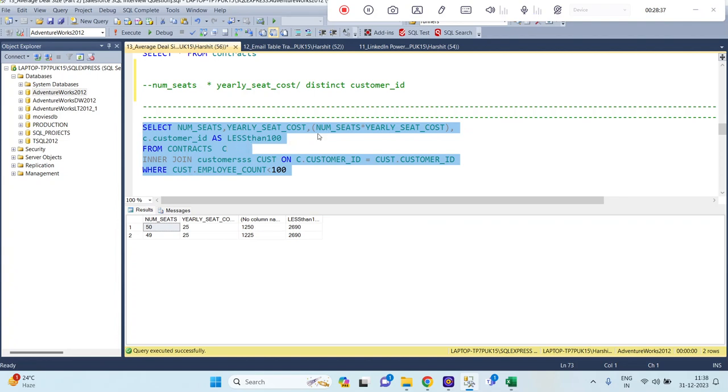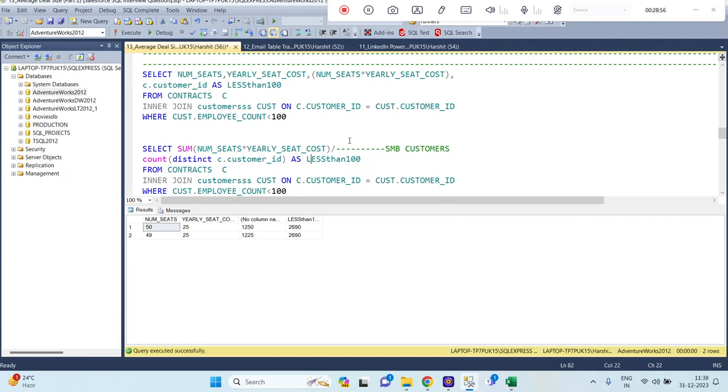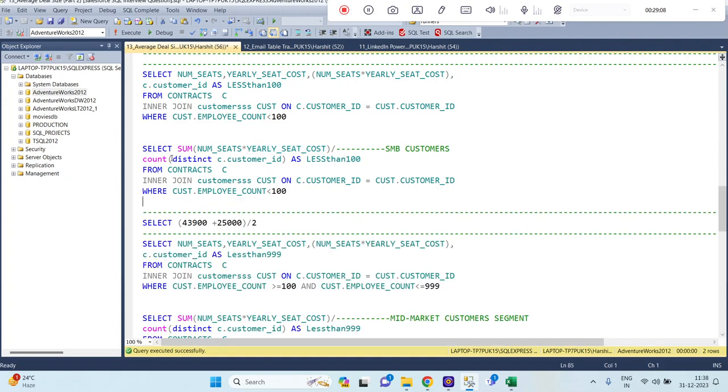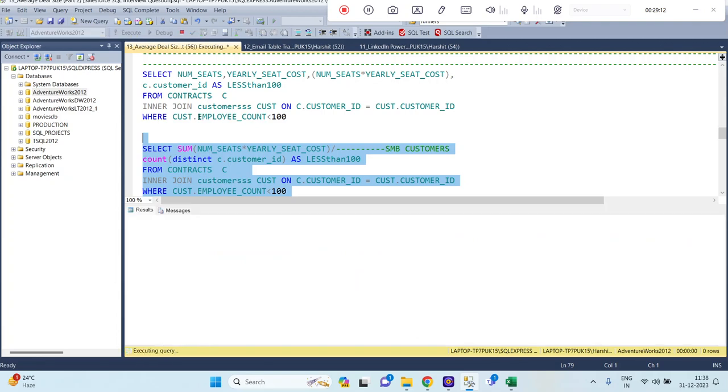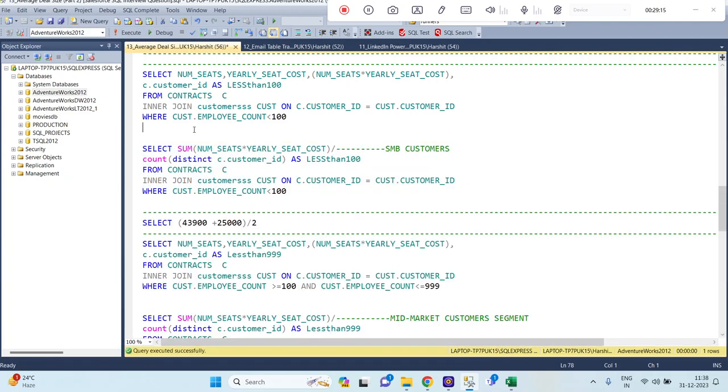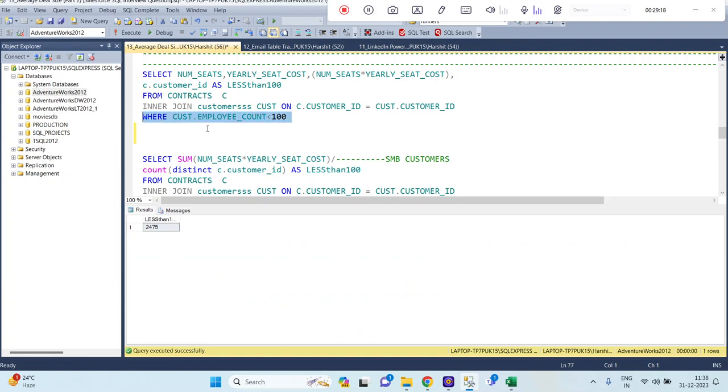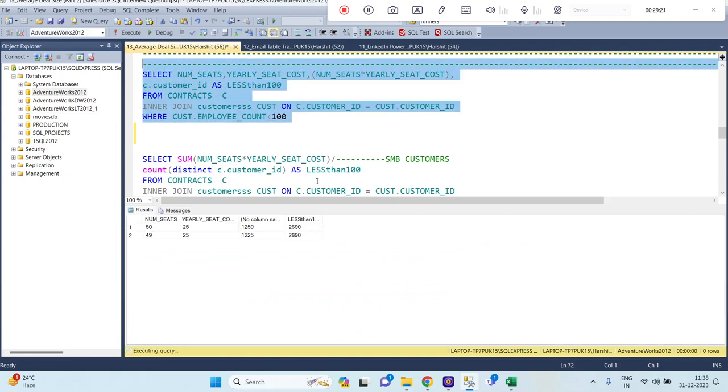Now what we need to do is take the sum of number of seats multiplied by yearly cost, and then do the sum, right? That I have done in the below one: sum of number of seats and yearly cost divided by count of distinct customers. Over here, the customer count is one only, right? So we can see, if you run this first query, what is the sum of these two?